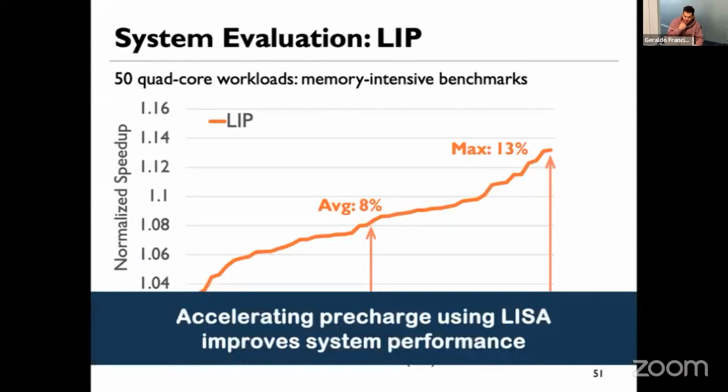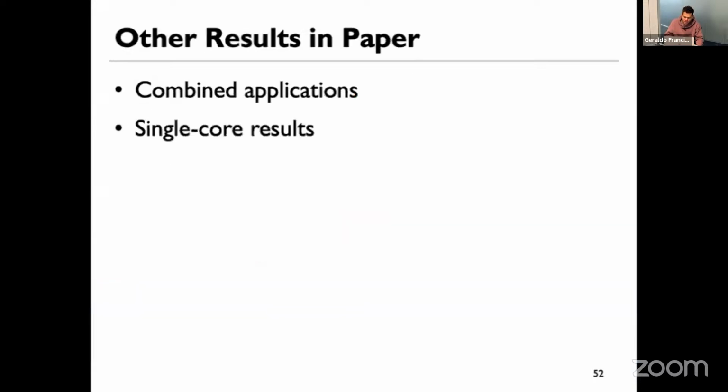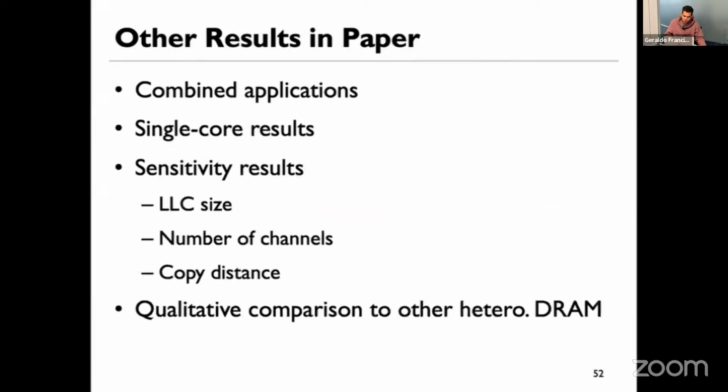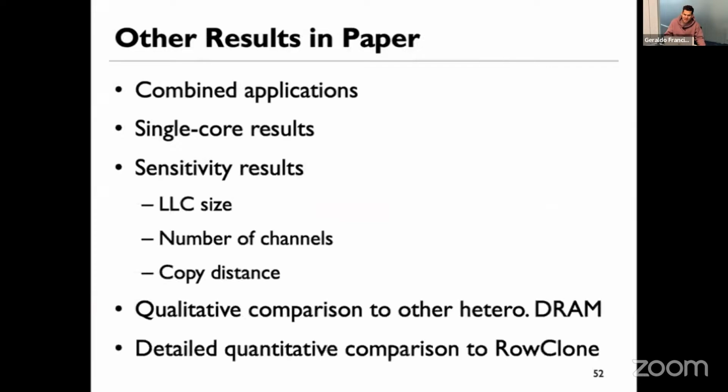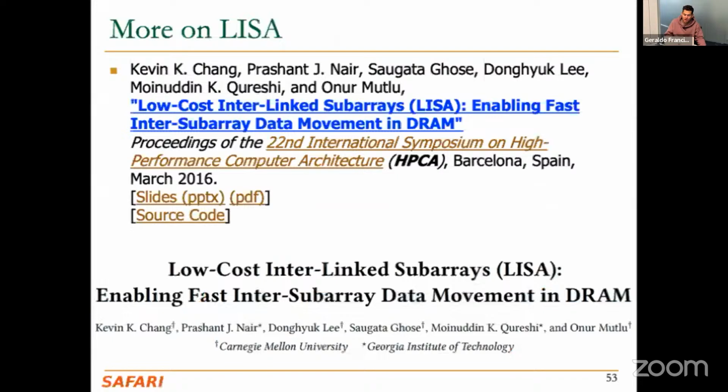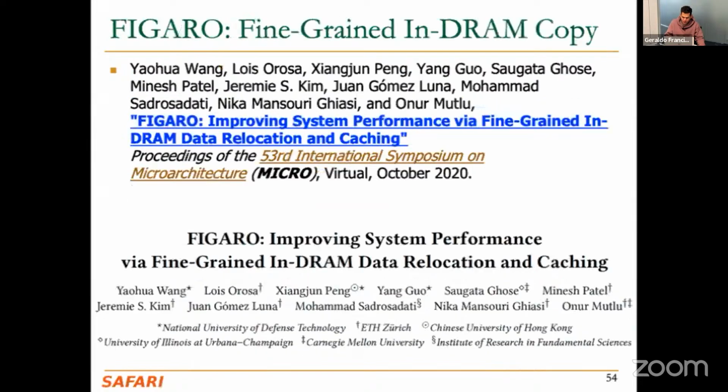Again, this is a summary of the evaluation results. The conclusion here is that by doing so, we can improve performance for 50 quad-core workloads. There are many more results in the paper. We can combine application, single-core results, mean sensitivity analysis, quantitative comparison to other heterogeneous DRAM chips, and also detailed quantitative comparison to RowClone. For all of that, we invite you to check our paper.